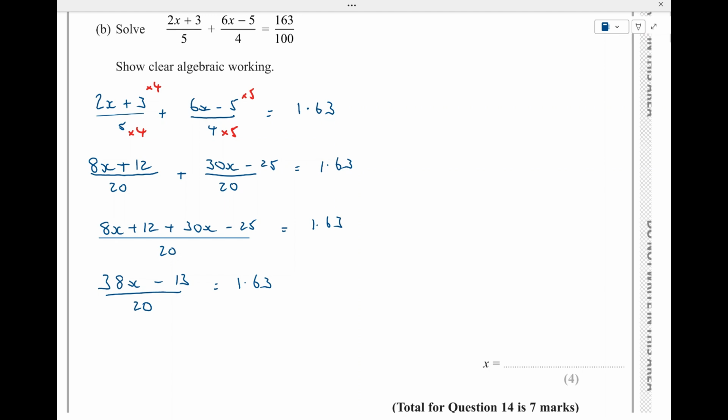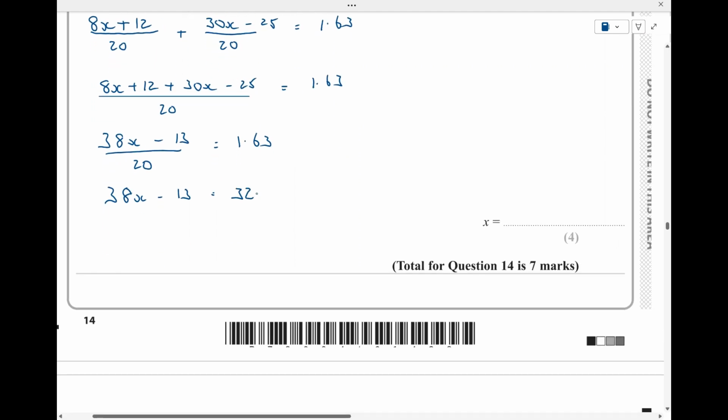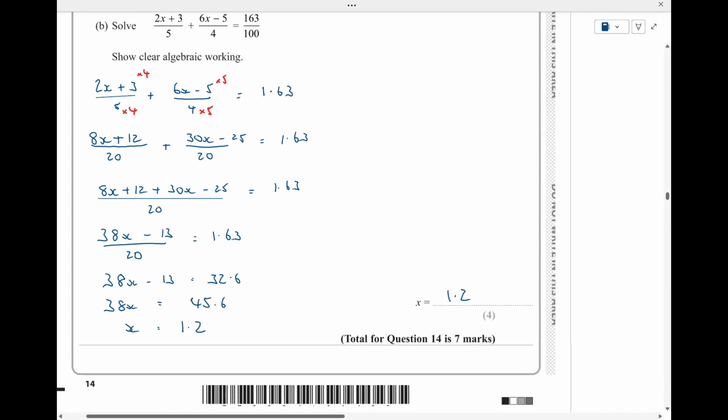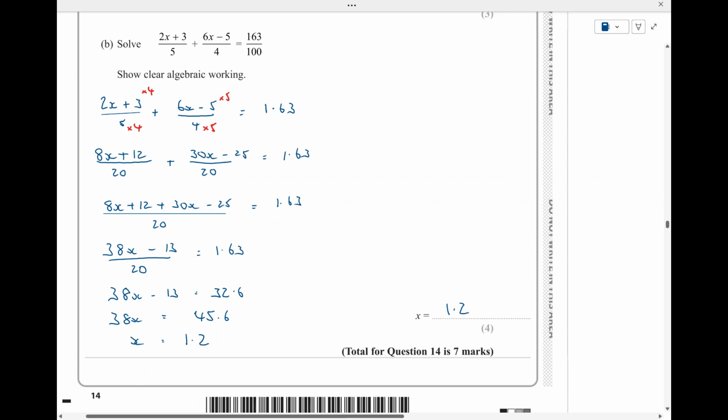Multiply both sides by 20. 1.63 times 20, I'm going to get 38x minus 13 equals 32.6. Right, add 13 to both sides. 38x equals 45.6. Divide both sides by 38. x equals 1.2. And that is 14b complete.